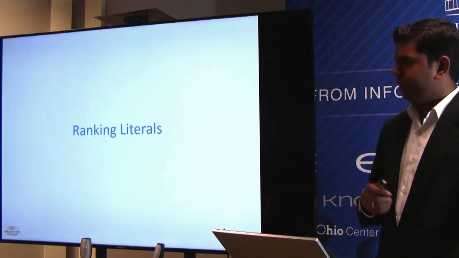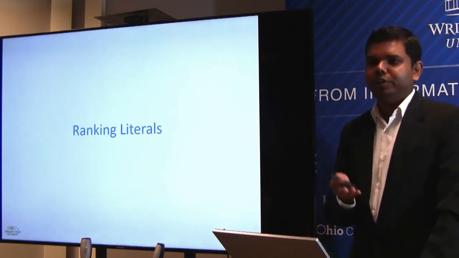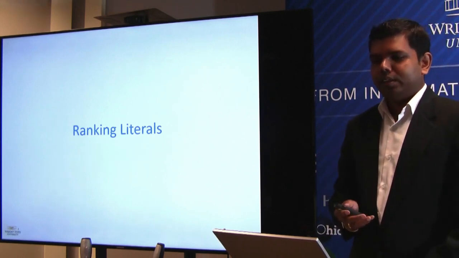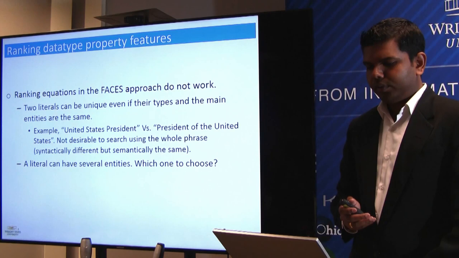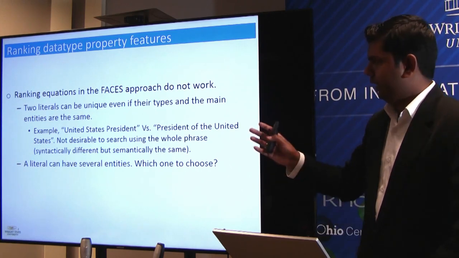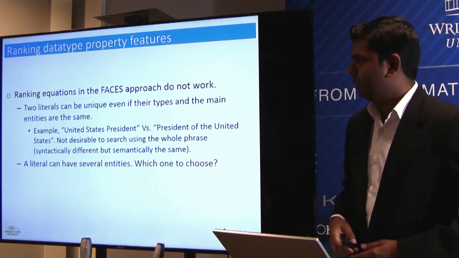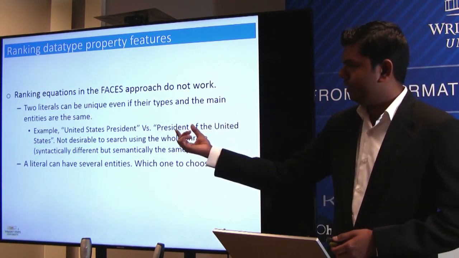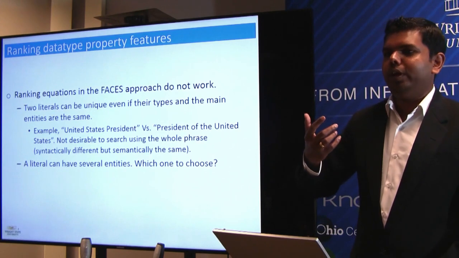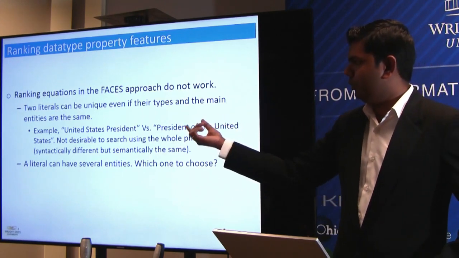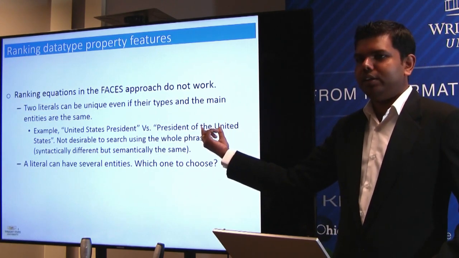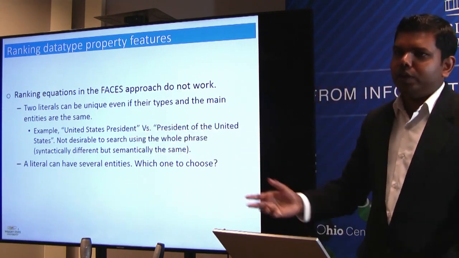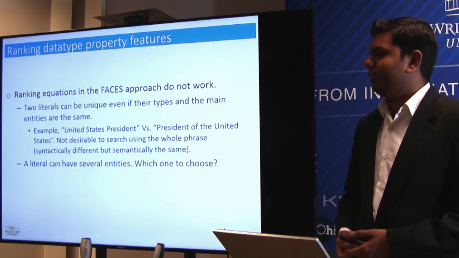Now, can we adapt the same ranking mechanisms we had for phrases to object properties? Take this example: United States President and President of the United States. These are two literals, and if I want to get the popularity or frequency of these two literals, and I only search this part, I'm missing hits for this representation. So it is not the correct way of getting statistics from the knowledge graph.